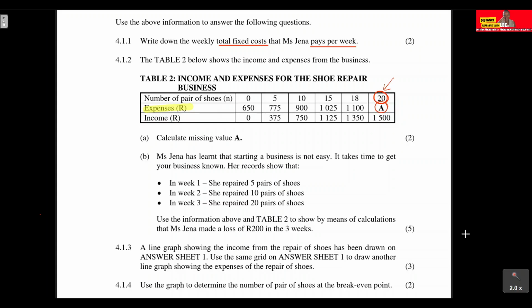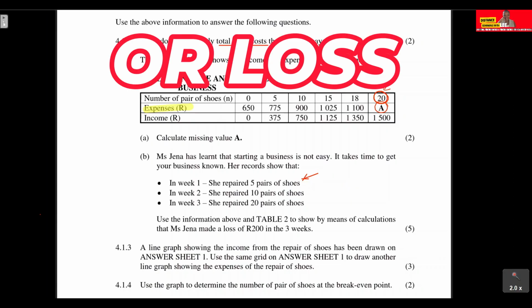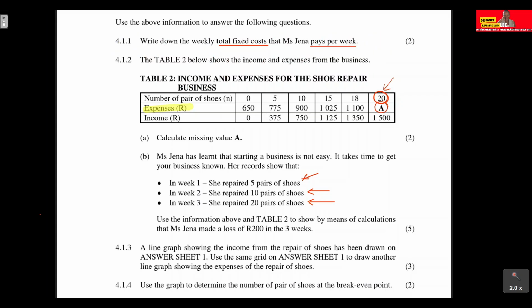Okay, so for us to be able to determine whether Miss Jenna made a loss in the 3 weeks, the best way to see this is to determine the profit that she made in week 1, the profit that she made in week 2, and the profit that Miss Jenna made in week 3. Once we have all the profits, whether negative or positive, taking into consideration that if we get a negative profit, that shows us that Miss Jenna made a loss in that week, and if we get a positive value, that shows that in that week she made a profit. If we get all the profits and add them together, then we will be able to determine the loss that she made in the 3 weeks, and prove that she made a loss of 200 rand.